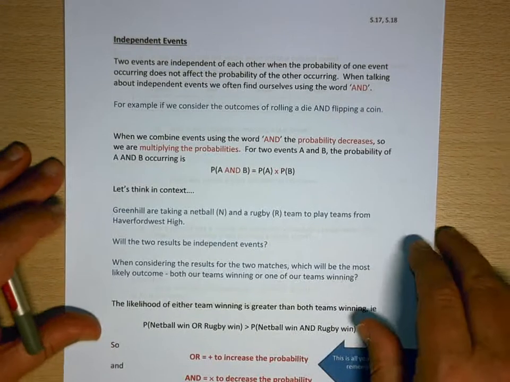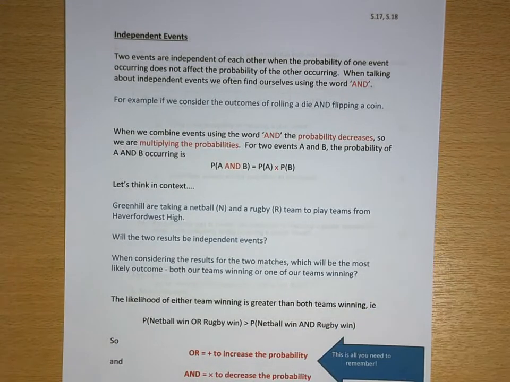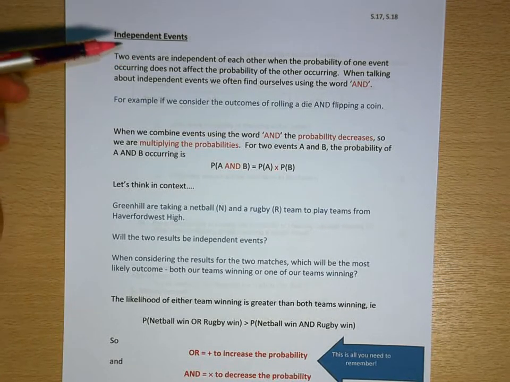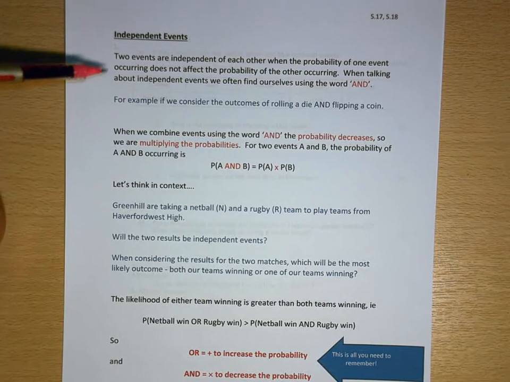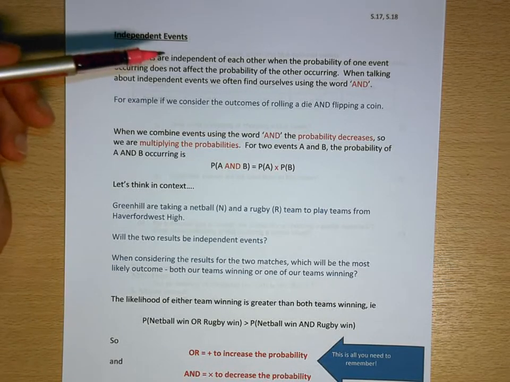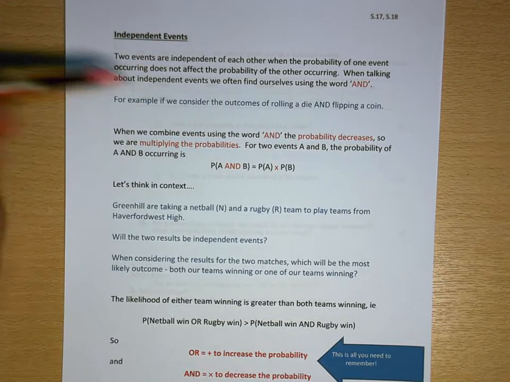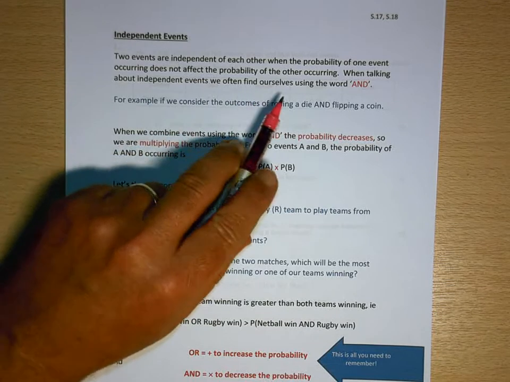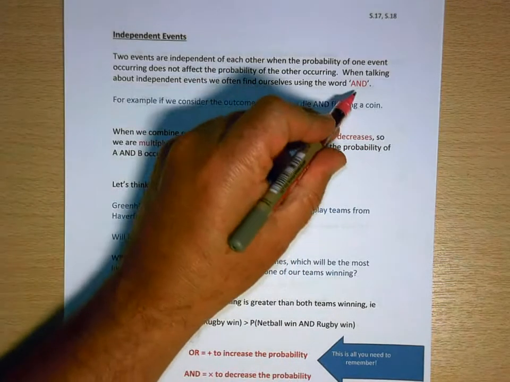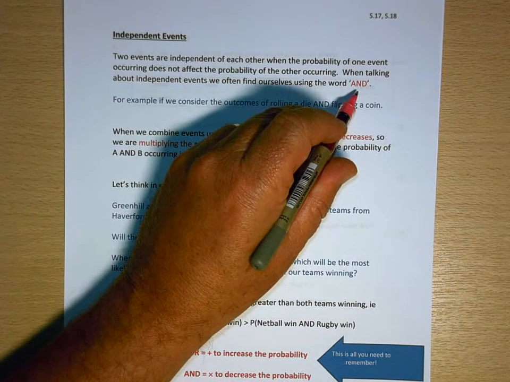Then we come to independent events, which is the other term that we need to be comfortable with at intermediate tier. So two events are independent of each other when the probability of one event occurring does not affect the probability of the other occurring. When talking about independent events, we find ourselves using the word and. So and is the trigger for this.